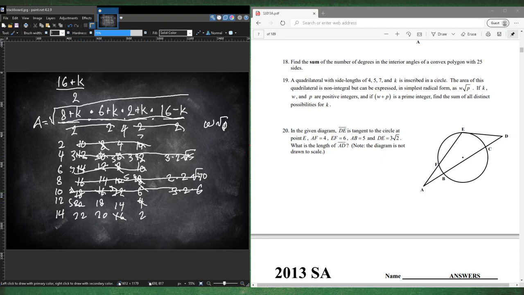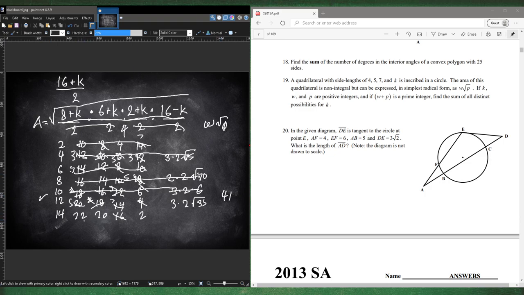And now we have this one, which is a 3 outside and the 2 and 2 here, that's a 7 inside. 7 times 5 is 35. So that's 6 square root 35. 6 plus 35 is 41. And 41 is prime, so this works.